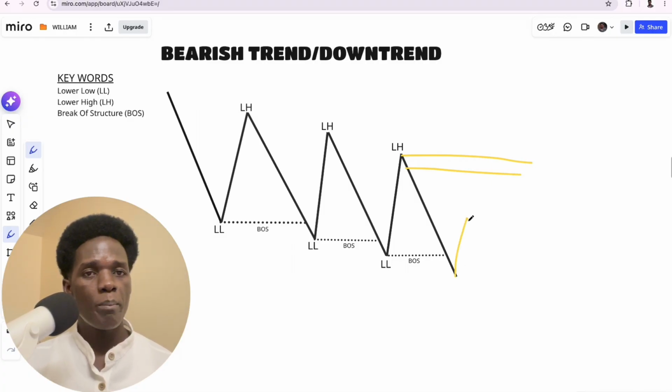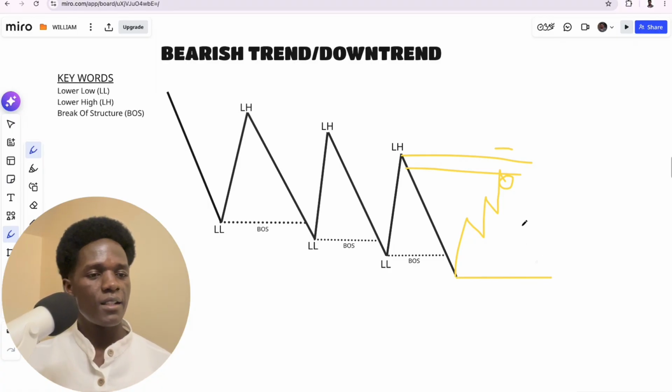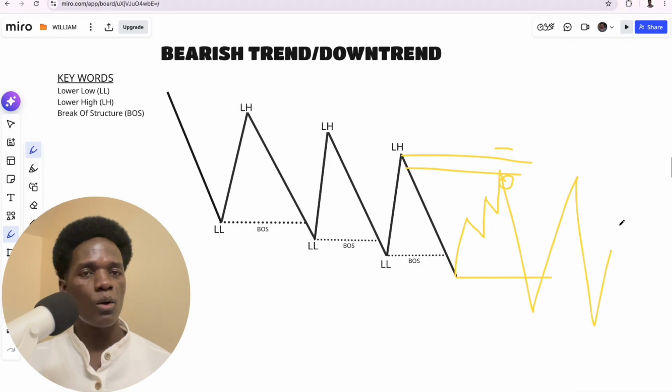So we have to be patient enough and wait for price. When the price comes and reaches your lower high, get the confirmation, enter, place your stop loss above the lower high and target this lower low, because we are expecting the price to continue creating lower low, lower high, lower low, lower high, lower low.